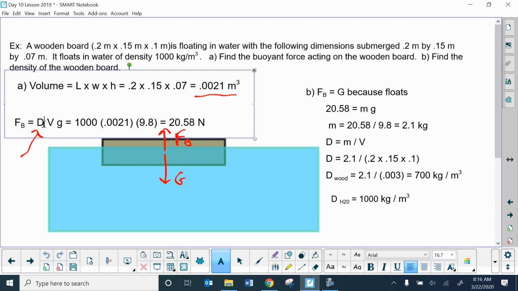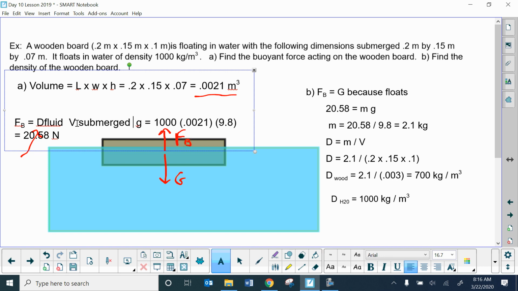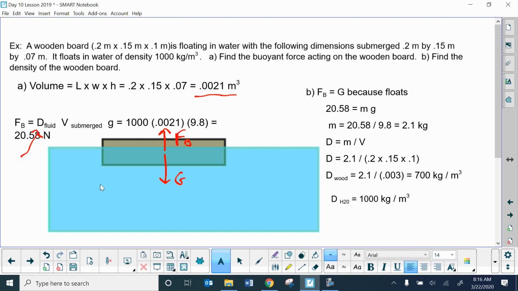Again, just to clarify, when you're talking about buoyant force, it's the density of the fluid that it's in times the volume that's submerged times gravity. So it's a little bit different than some of the other ideas that we've looked at. When we found the density of an object, you need the mass of that object divided by the volume of that object. So you've got to worry about, what am I floating in or sinking in? What is the volume that's in that fluid? And then multiply that by the gravity constant, which is always going to be 9.8 on Earth.